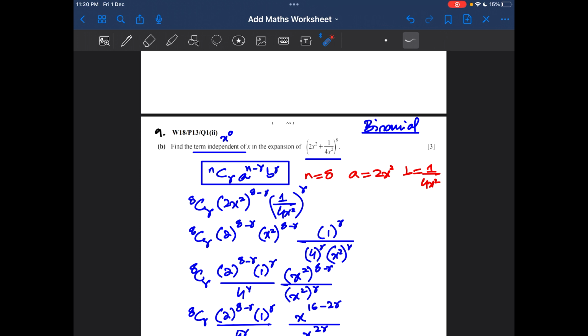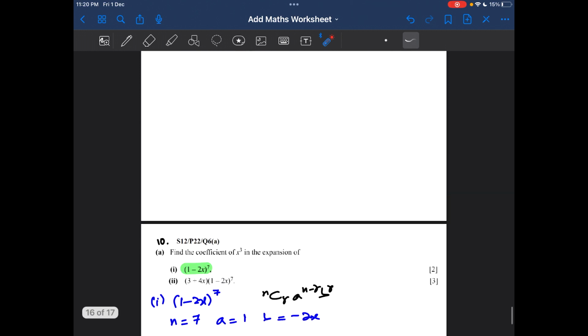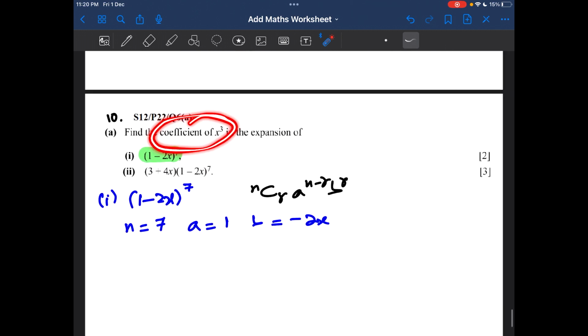If we know the term number in which we have x power 0, 1 less than the term number is going to be the value of r. But we don't know which term has x power 0. We don't know which term has x cube over here. So r is basically 1 less than the term number. Since we don't know the term number, we cannot have the value of r right now.